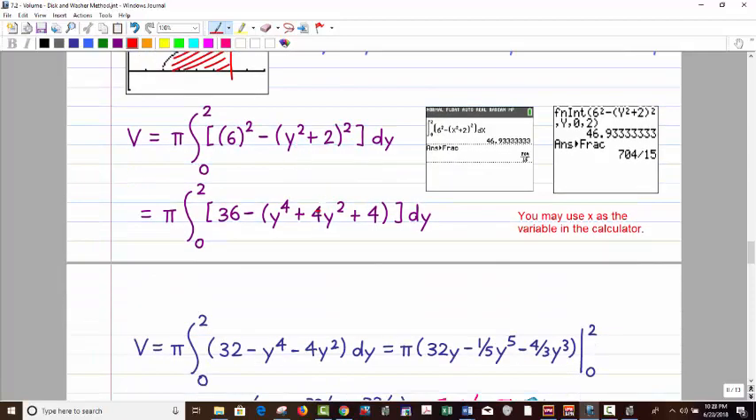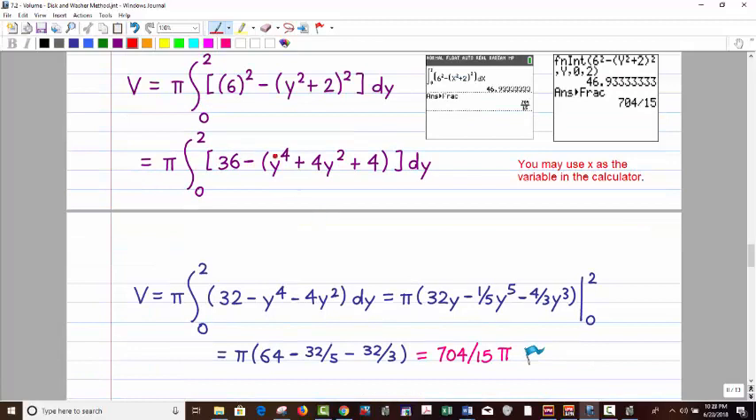Alright, so you have to FOIL this y squared plus 2 out properly. So the 36, 6 squared, minus every term in there is affected by that minus. They all become negative, so that makes this 32 minus y fourth minus 4y squared. And just simple antiderivative power rules here. Easy enough.